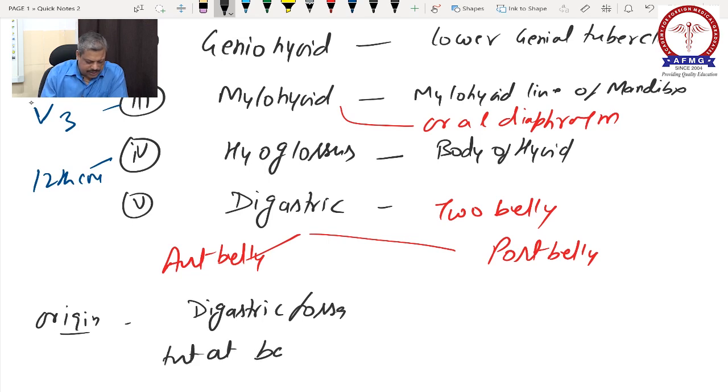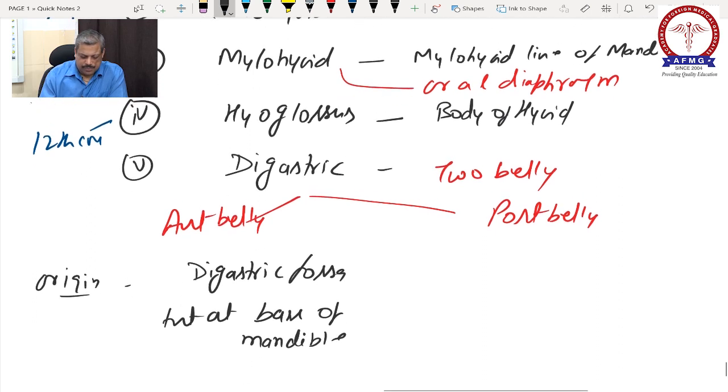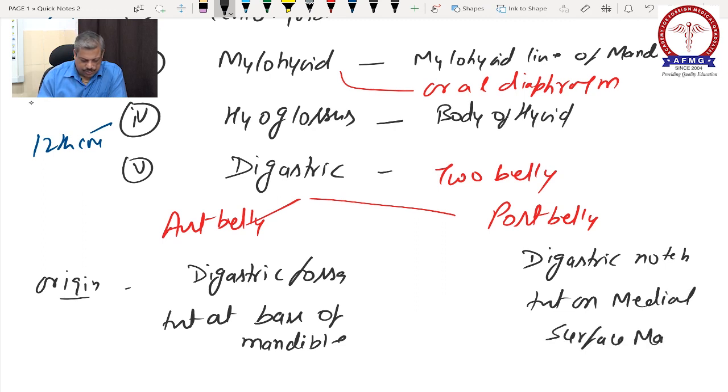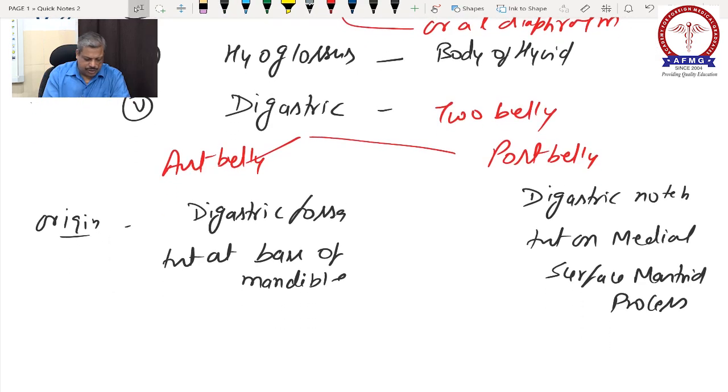Present at the base of the mandible, while the posterior belly takes origin from the digastric notch, which is present on the medial surface of the mastoid process. This mastoid process has 2 surfaces. The lateral surface is palpable, and the medial surface we cannot palpate. On the medial surface, one notch is present known as the mastoid notch or digastric notch, which gives origin to the posterior belly of digastric. What is the insertion of these 2 bellies of digastric?